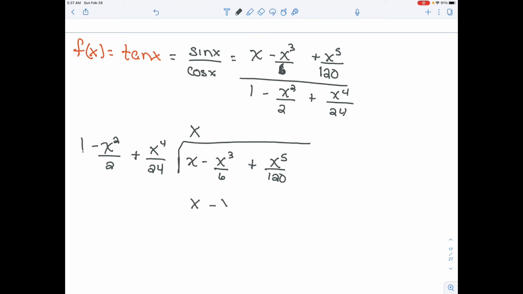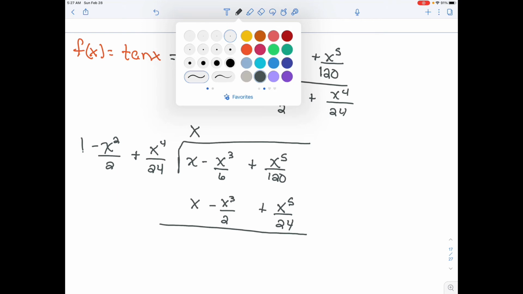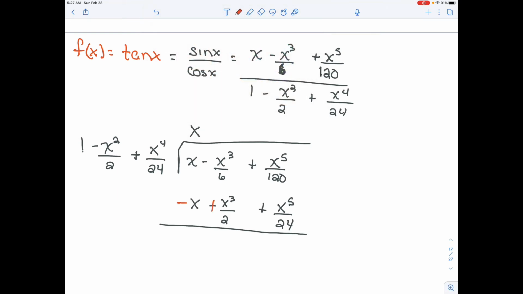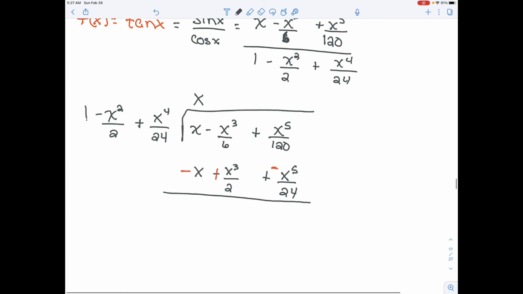So x minus x cubed over 2 plus x to the 5th over 24. We subtract. I always like to change my signs to show that I'm subtracting, just for my own bookkeeping skills. So that will zero out. And then negative 1/6 minus a half, or plus a half, is 1/3.